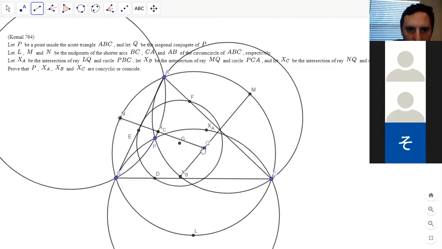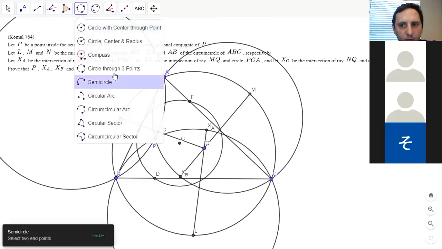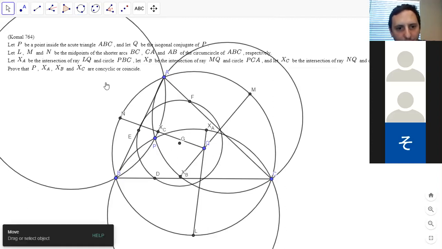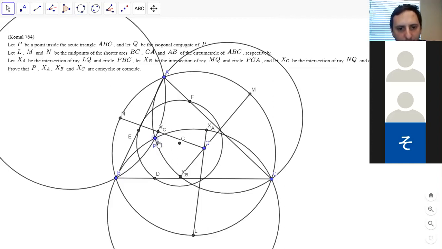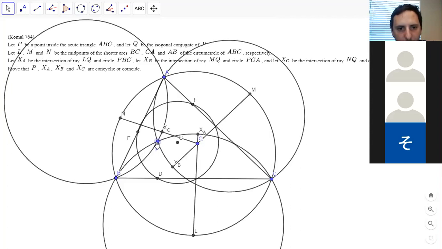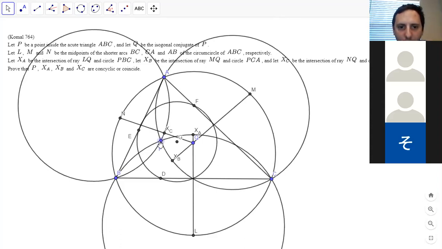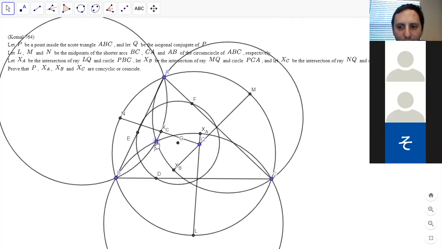So you have MQ, NQ, and LQ. And let's just check that that's true. Yep, it is cyclic. This reminds me a little bit of the Hagge circle. I wonder if there's a special case, because if you reflect, I think if P is the orthocenter, then I think this is the Hagge circle. The Hagge circle doesn't include P. It doesn't have P.